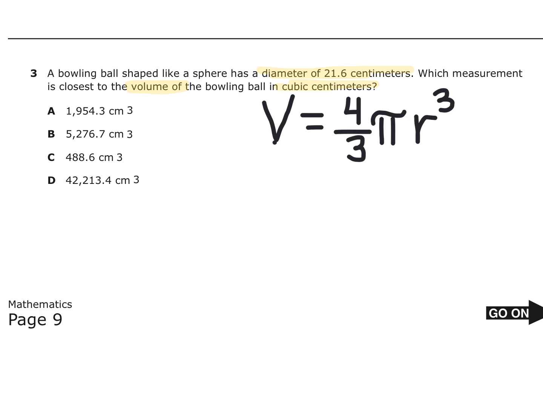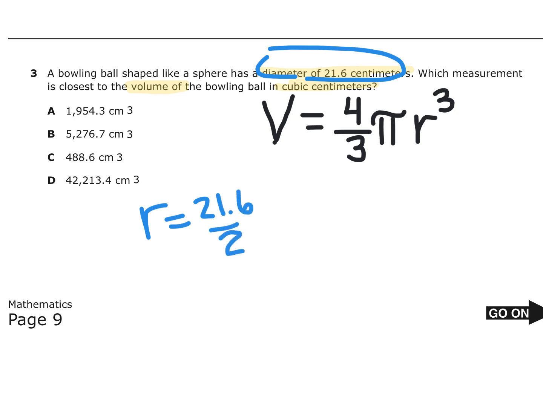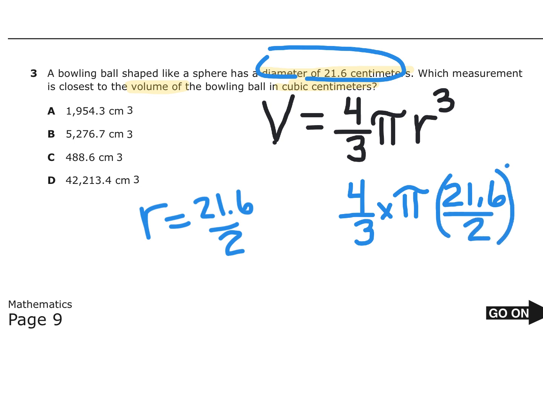Okay, so here we have our formula now. V is equal to 4/3 pi r cubed, and r is the radius, and what they give us is a diameter. So how do we get the radius? Well, the radius is always going to be half the diameter. So in this problem, the radius is going to be 21.6 divided by 2. So we're going to have 4 divided by 3 times pi on your calculator. And then for r, we're going to use 21.6 divided by 2, and all that's going to be cubed.